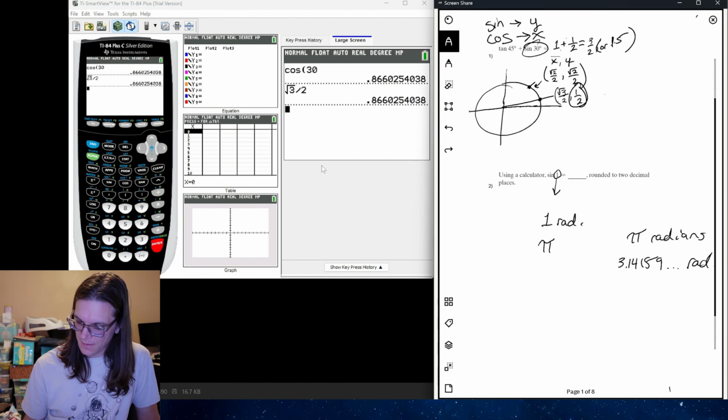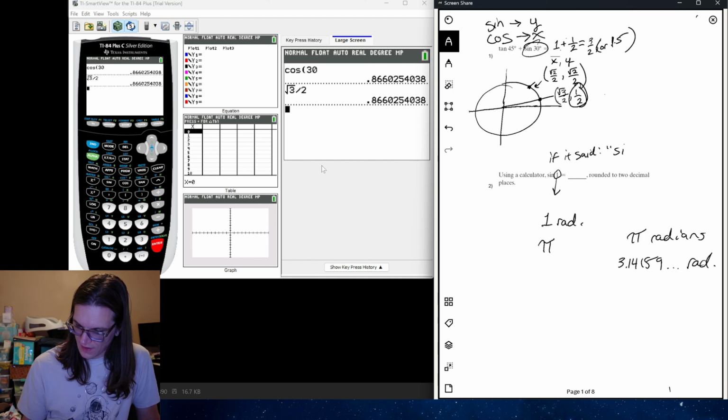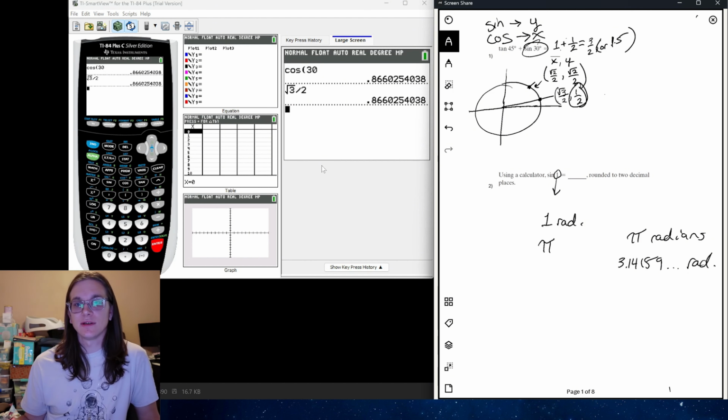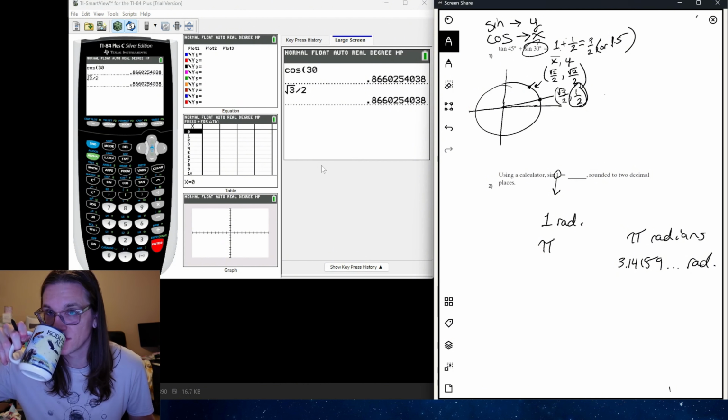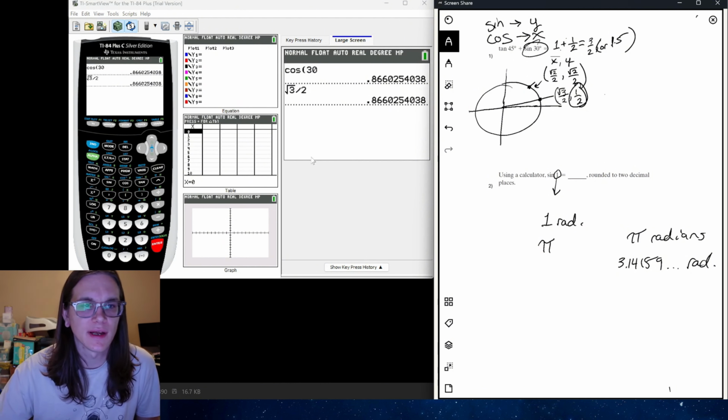But if this said sine of 1 degree, I would 100% know that it was in degrees. But if it just says sine of 1, I have to assume it's radians. Could be a typo. It could mean degrees to the person that wrote it. But like I said, conventionally they're wrong. So we're going to do it using a calculator.